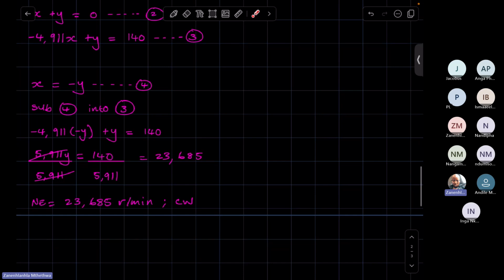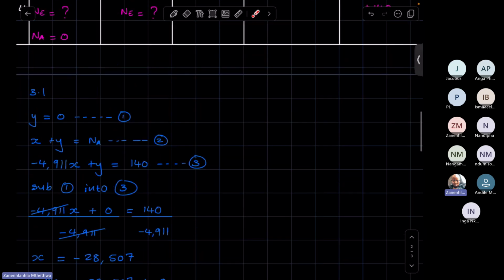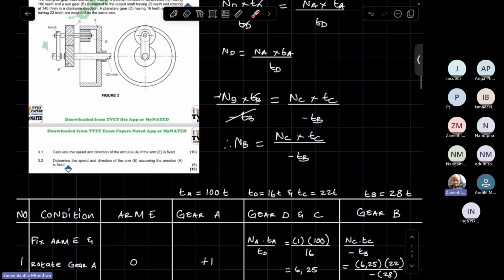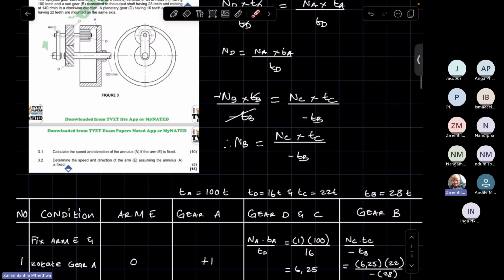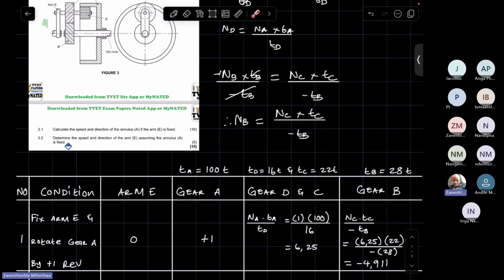All right. And that is how you would attempt problems based on epicyclic gears. Very easy, very straightforward. Just follow those three easy steps and you should be fine. Any questions? No questions.